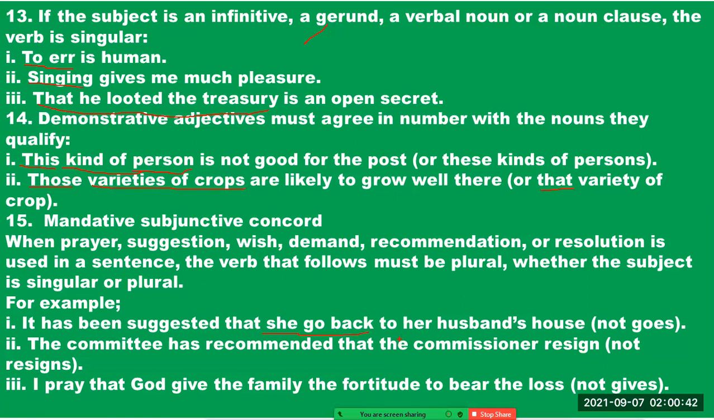Then example II, the committee has recommended that the commissioner resign. Not that the commissioner resigns, because the subjunctive has already been involved here. The committee has recommended that the commissioner resign, not that the commissioner resigns.